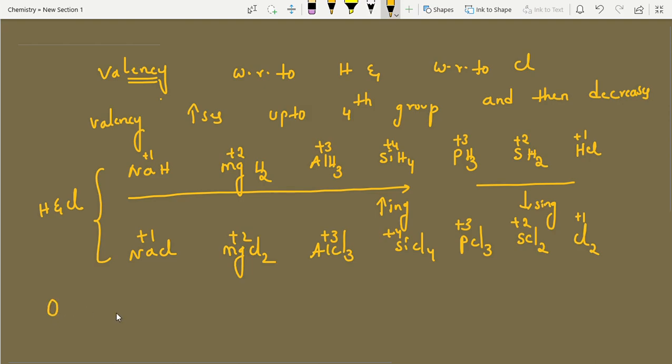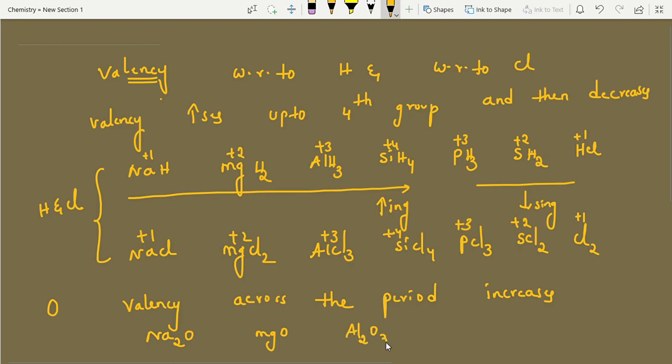But with respect to oxygen, valency across the period increases only. Across the period it increases. Clear? See, look into this. Na2O, MgO, Al2O3, next silica, SiO2, next P2O5, P4O10, like this it will be there. Next to that sulfur, SO3, SO2, both are there, Cl2O7.